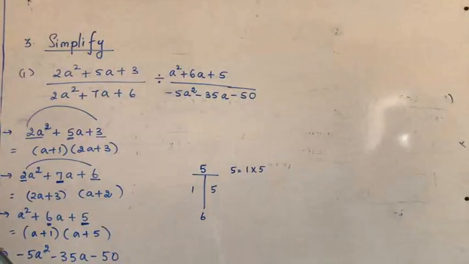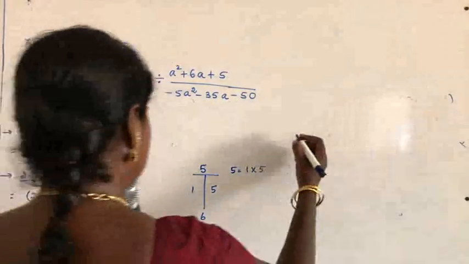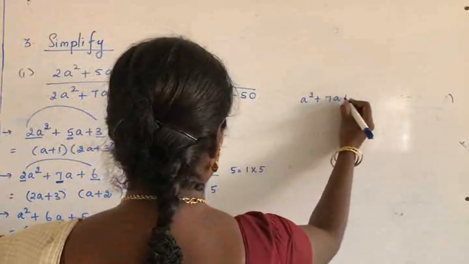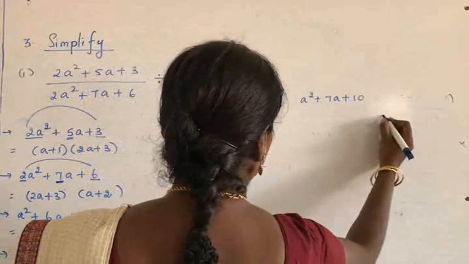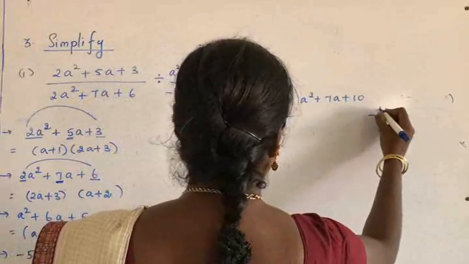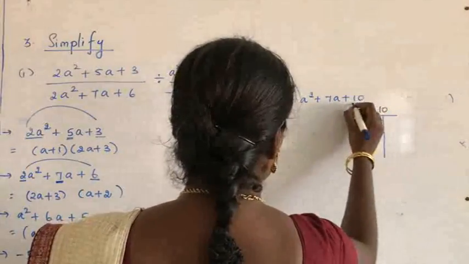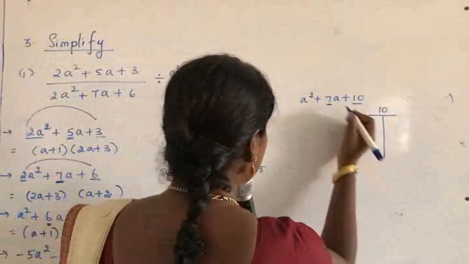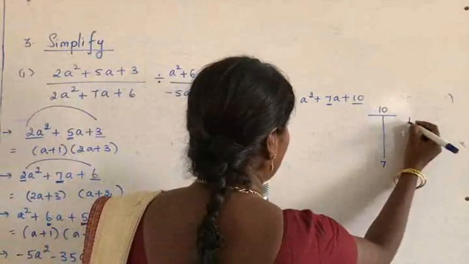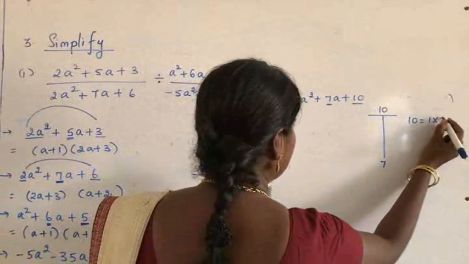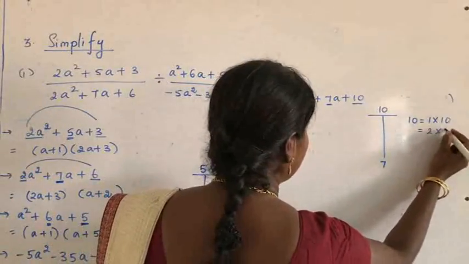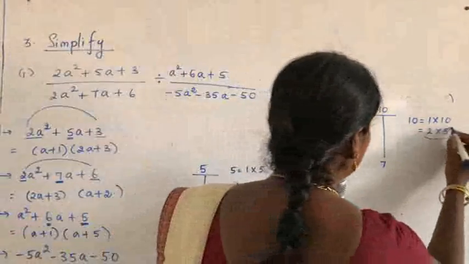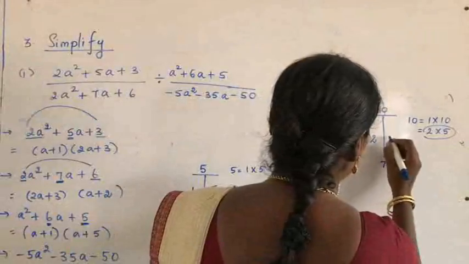So now let's factorize the bracket part, that is a squared plus 7a plus 10. So again we use the T method. Right here 10, that is the constant term, since the coefficient of the first term is 1. What is the coefficient of the middle term? 7. So how are you going to express 10? 1 into 10, 2 into 5. So what are the numbers we are going to choose over here? 2 into 5. So I'll write here 2 and 5.